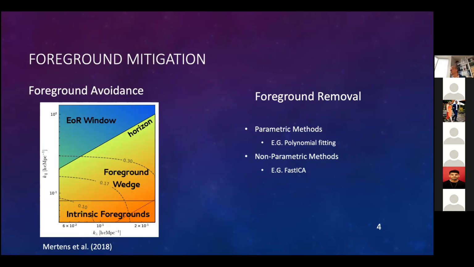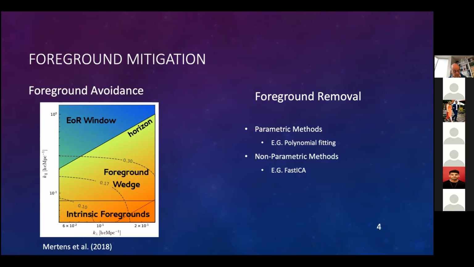The second school is foreground removal. This is where we look to model the foreground to subtract it from our data, and these fall into two categories. The first are parametric methods. These assume the form of the foregrounds a priori. In the previous plot, you saw that the foregrounds obey a power law in the frequency domain. And so one can easily fit a smooth polynomial to the foreground and subtract it, because we know that the 21 centimeter signal is a highly fluctuating signal, and so wouldn't be picked up by the smooth polynomial.